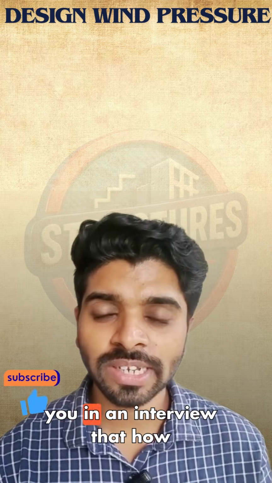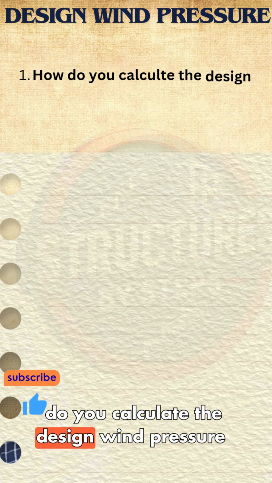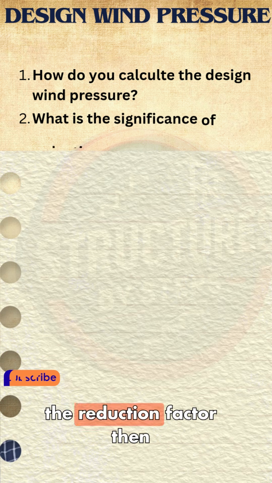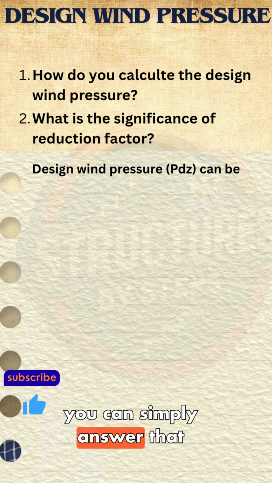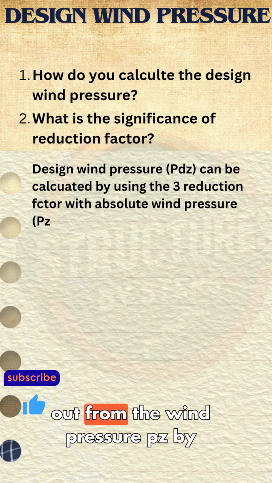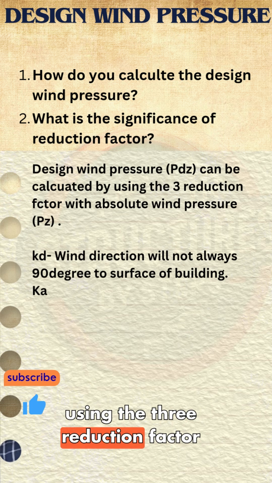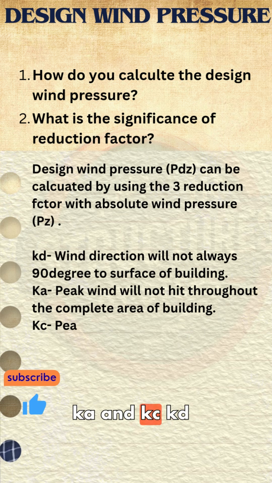Now, if someone asks you in an interview how you calculate the design wind pressure and what is the significance of the reduction factors, then you can simply answer that the design wind pressure can be found out from the wind pressure PZ by using the three reduction factors, that is KD, KA and KC.